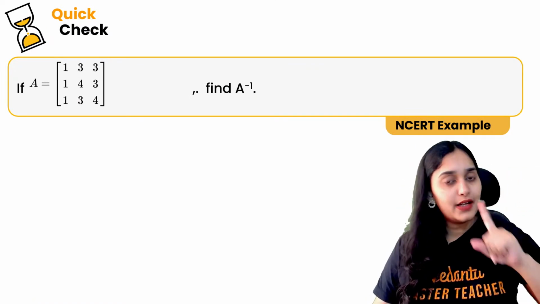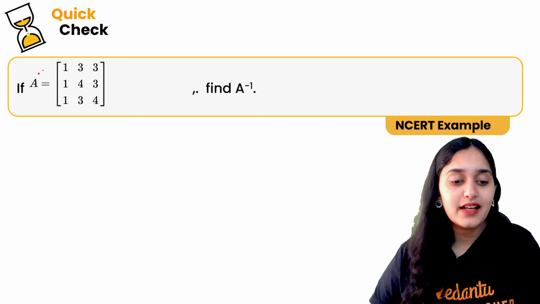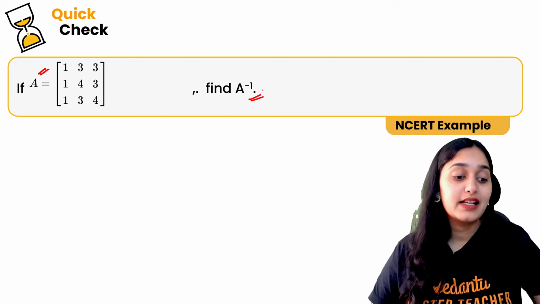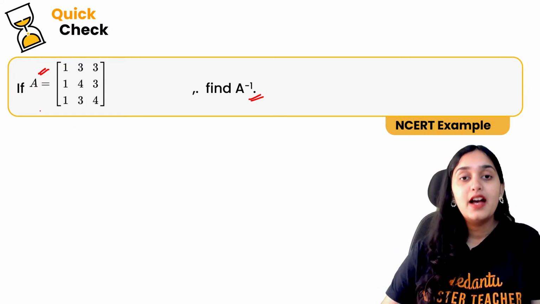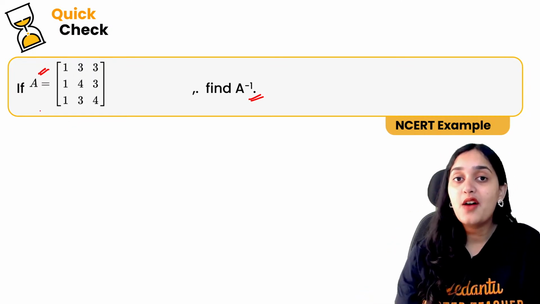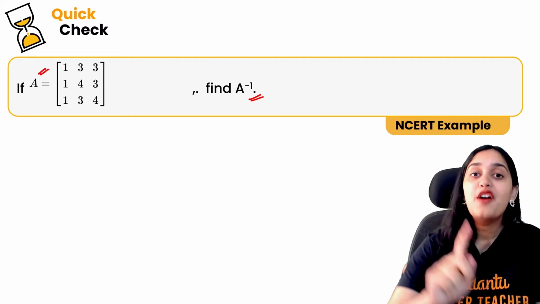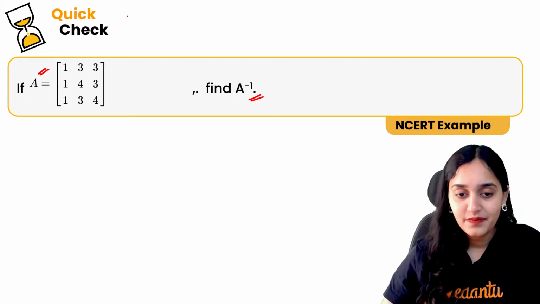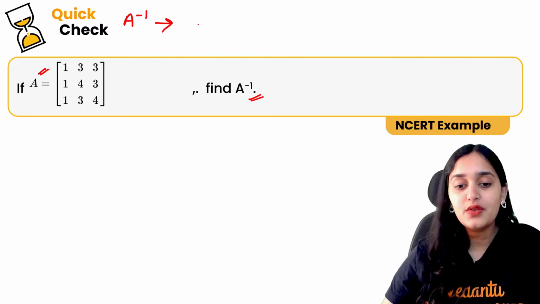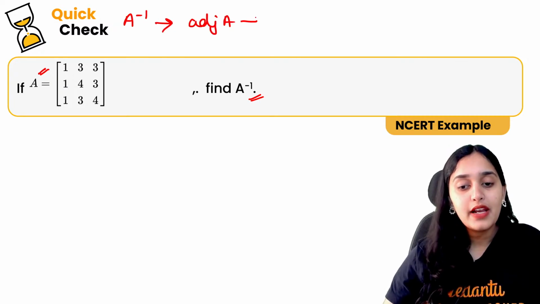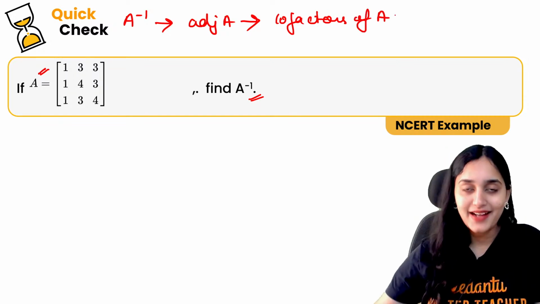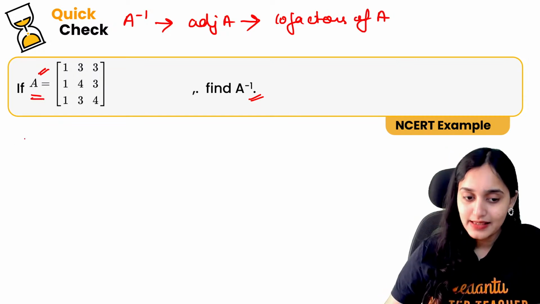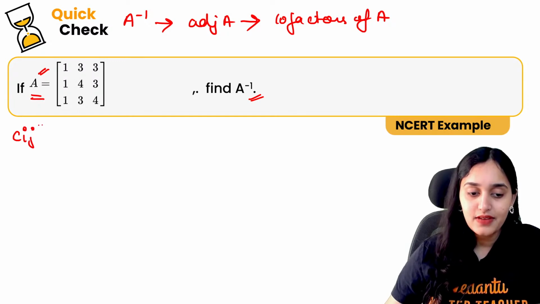Now, a quick question for you. If this is a matrix, find A inverse. Let's understand with an example how we find A inverse. First of all, we need to find the adjoint of A matrix. For A inverse, you need the adjoint of A. For the adjoint of A, you need the cofactor of A matrix. So if A matrix is this, Cij will be what?